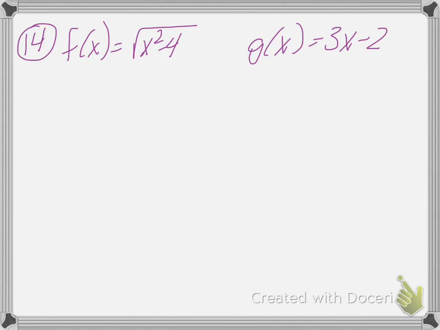Okay, number 14 is not tricky if you remember your compositions of functions from algebra. So you're given f of x and g of x, and you need to find f of g of x. Okay, but you know that g of x is 3x minus 2. So you really want f of 3x minus 2. So that just means wherever you see an x, you're going to replace it with 3x minus 2.